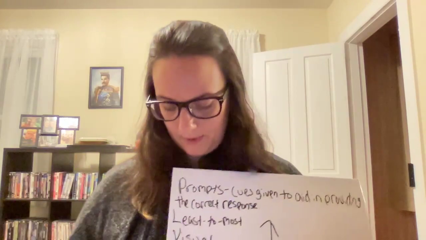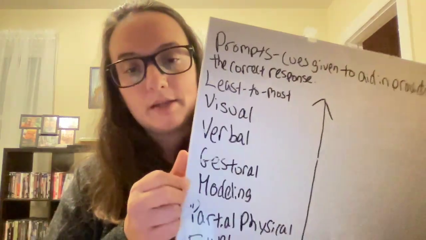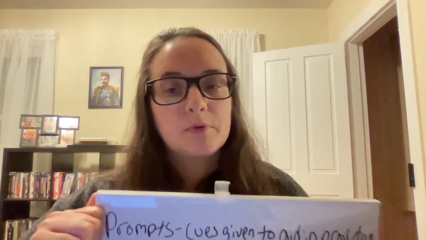The fourth type of prompting is modeling. And that is when the instructor displays the response or skill that the learner is to complete. So an example would be taking the learner to the sink and washing your hands, demonstrating the steps of hand washing before having the learner wash their hands.